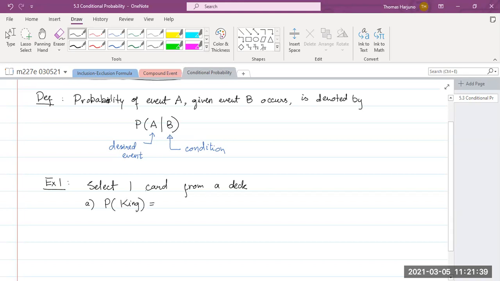If you select one card and I ask you, what is the probability that card is a king? We know that will be 4 out of 52, right? Because there are 4 kings of 52 cards. We can reduce this to 1/13. But the probability of getting a king is different if I tell you that it is a face card.